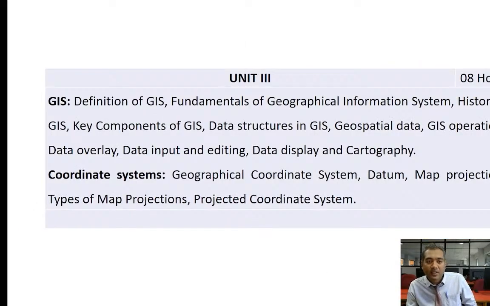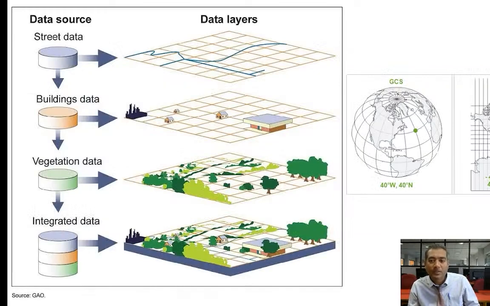Unit 3 deals with the geographical information system: how it works, what the components are, and what types of data structures are present in GIS. It means what kind of data GIS supports, how to process it, and how to produce maps. All these things you are going to learn under unit 3, as well as the coordinate systems available under geographical information system. These are some of the uses of GIS, where we can take data from different modules and integrate them into one module.